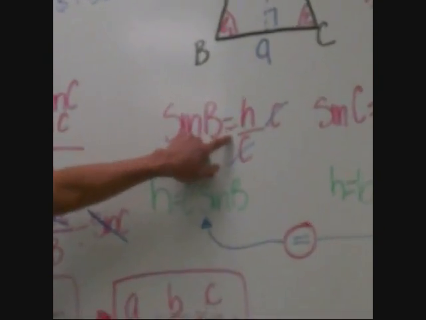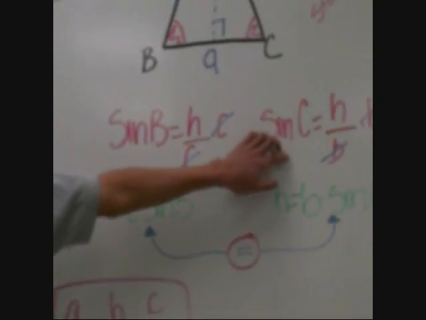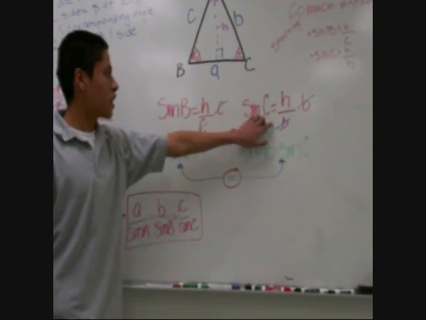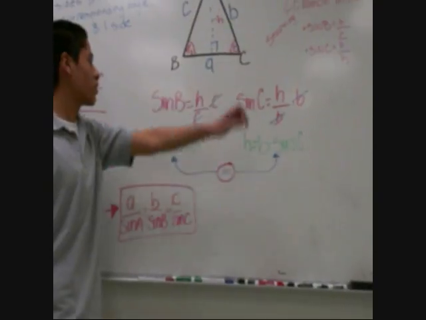Sine of B equals H over C, opposite over hypotenuse. And then the same thing for C. Sine of C equals H over B, opposite over hypotenuse.